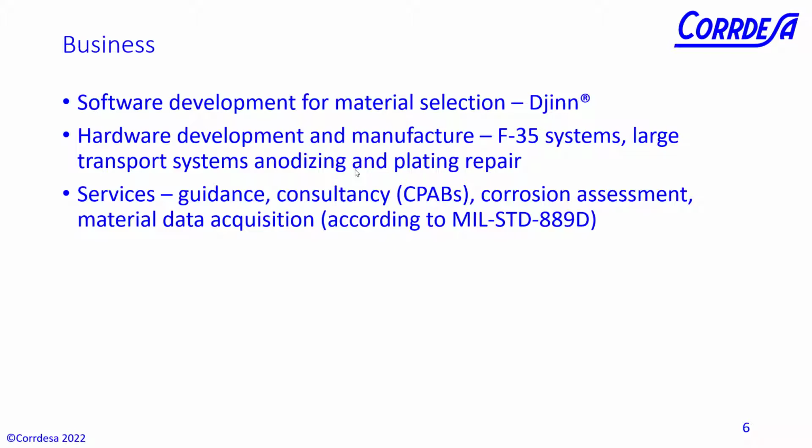So our business is mainly software development for material selection. That's our key. We want to provide information to the designers where and when that information is required to eliminate issues that are locked into the design. We also have another leg to the three-legged stool here, and that is the hardware development and manufacture. We've developed a non-drip zinc nickel plating process for repair of F-35 landing gear systems, and we've sold 50 of those units to F-35. So we've taken development right through to commercial deployment and sale.